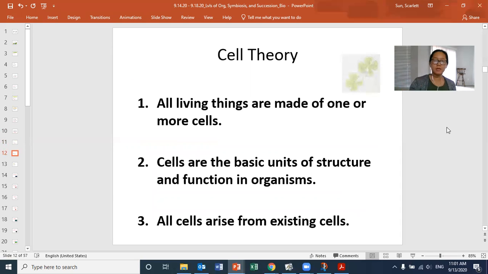A little quick thing about cell theory, right? Cell theory is, first of all, living things are made of one or more cells, related to the characteristics of life. And second, cells are the basic units of structure and function in organisms. Without cells, you can't have muscles, you can't have organs, you can't have tissues, right? So cells are the very smallest thing that can be alive. And then when they build onto each other, they can create different structures. The third one is all cells arise from existing cells, right? Life comes from life, right? So your cells came from your parents, right? A sperm and an egg met, and then they became your cells.